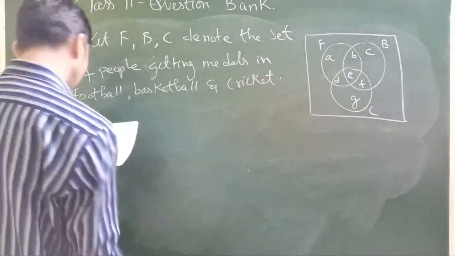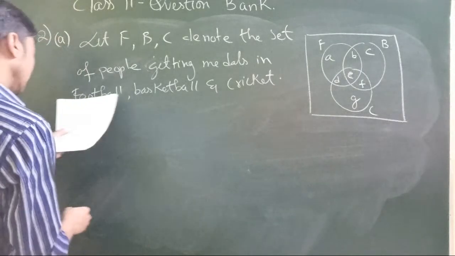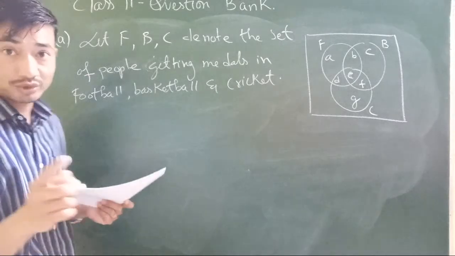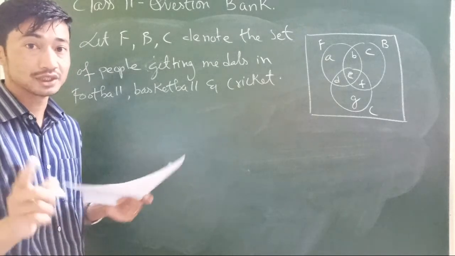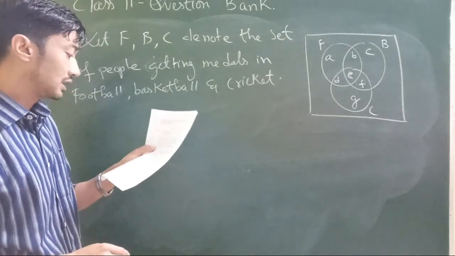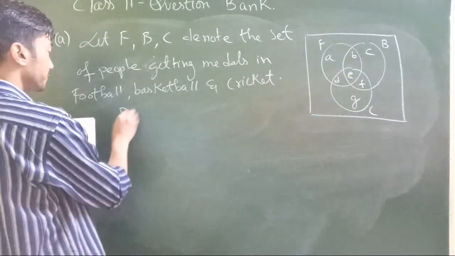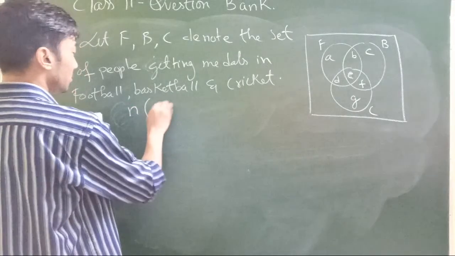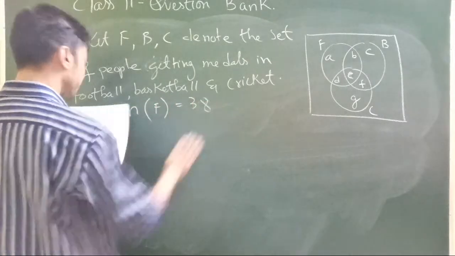So this one, I will do it directly, that is, the college awarded 38 medals in football, so that we can learn one more new formula, theorem. That's why I'll be doing it by another method, okay? The college awarded 38 medals in football. So football, 38 medals.